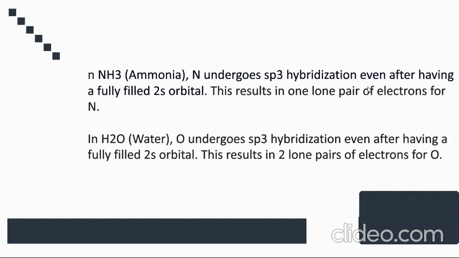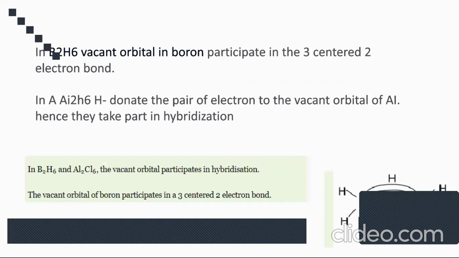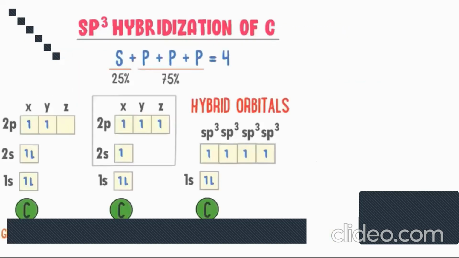In NH3, N undergoes sp3 hybridization even after having a fully filled orbital. We will study these in detail in the next video.